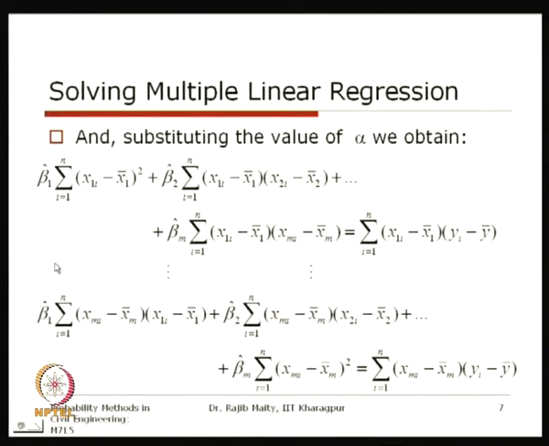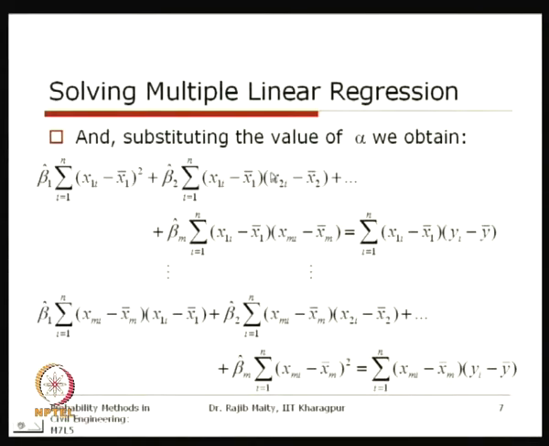Similarly, you can see it for other variables also. If it is for beta 2, then the first quantity will be x 1 i minus x 1 bar multiplied by x 2 i minus x 2 bar, and the second quantity will be (x 2 i minus x 2 bar) whole square, and the right hand side will be x 2 i minus x 2 bar multiplied by y i minus y bar.